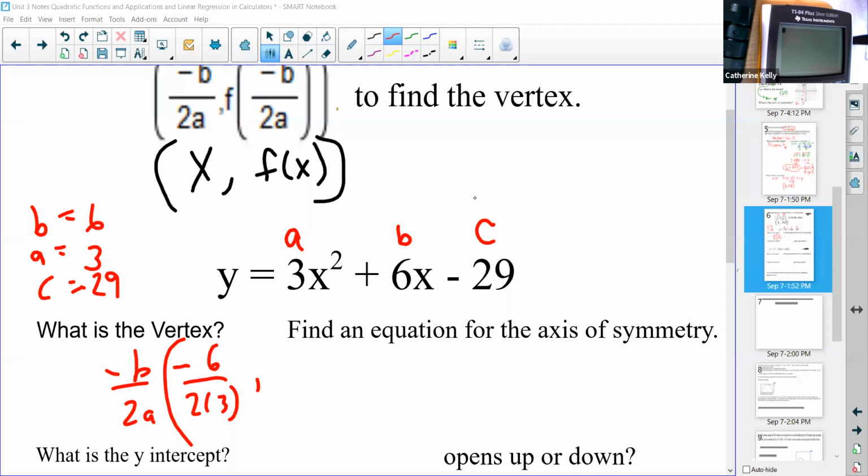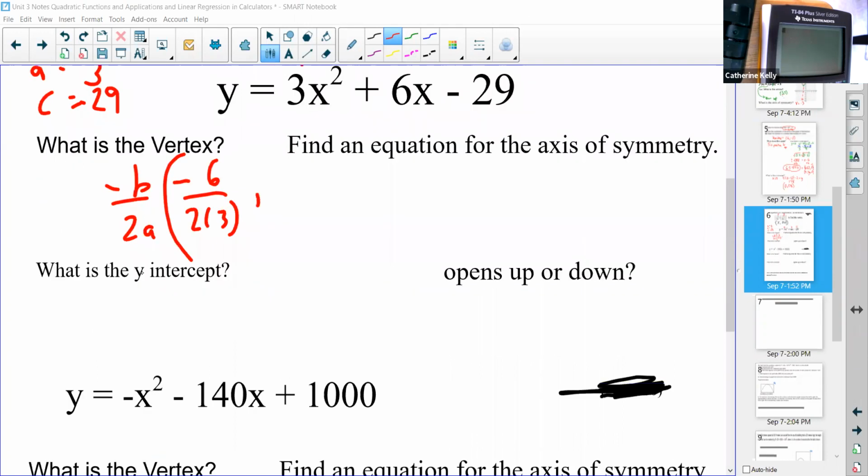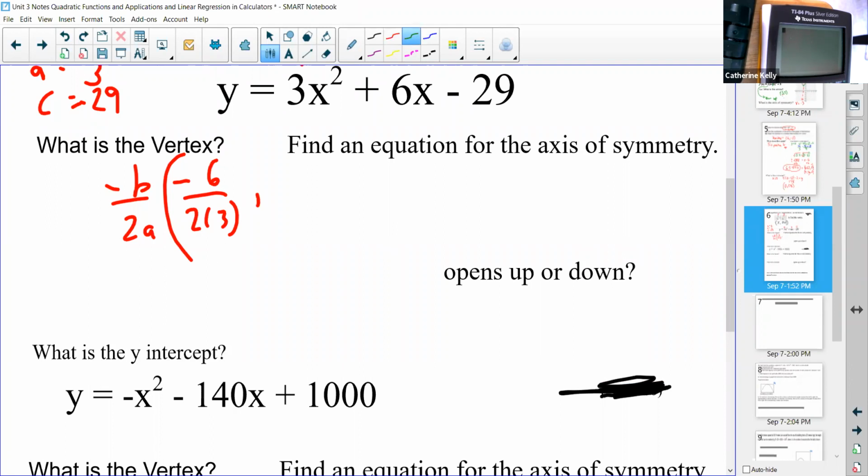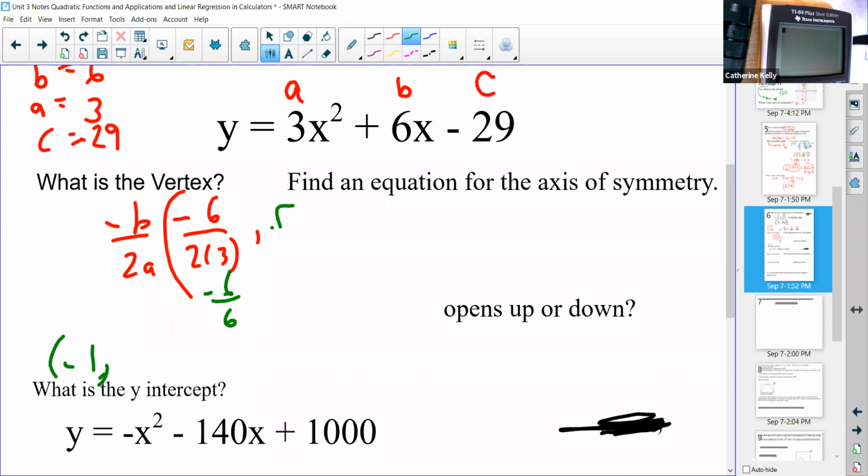So to get x, you would do the math there, and the x would be negative 6 over 6, which would be a negative 1, sorry. And then for your y value, it says f of whatever that is. So this is when x equals negative 1 for your y value. So I'm going to plug in negative 1 here, negative 1 here, and negative 1 here.